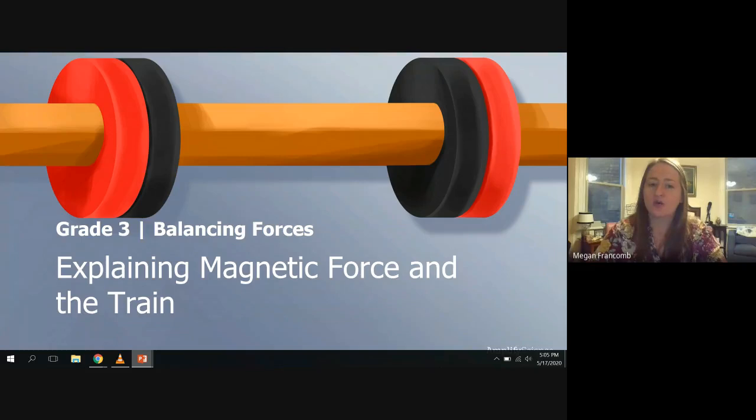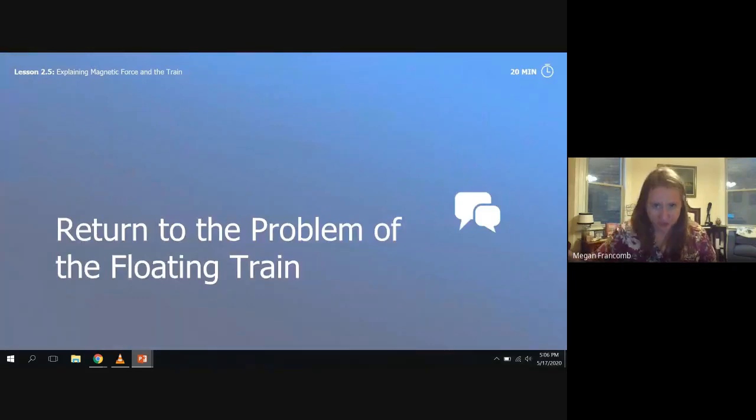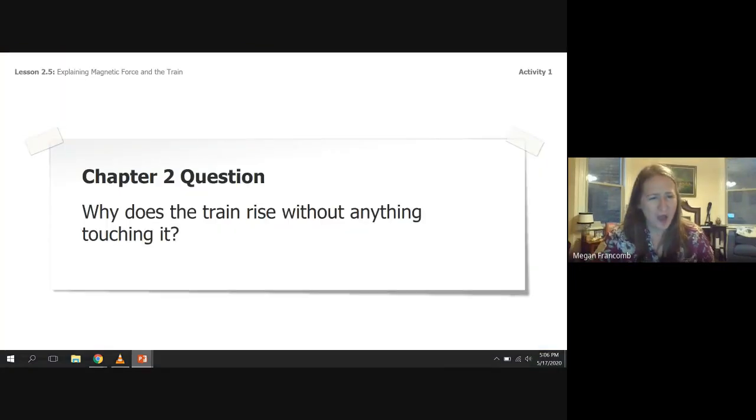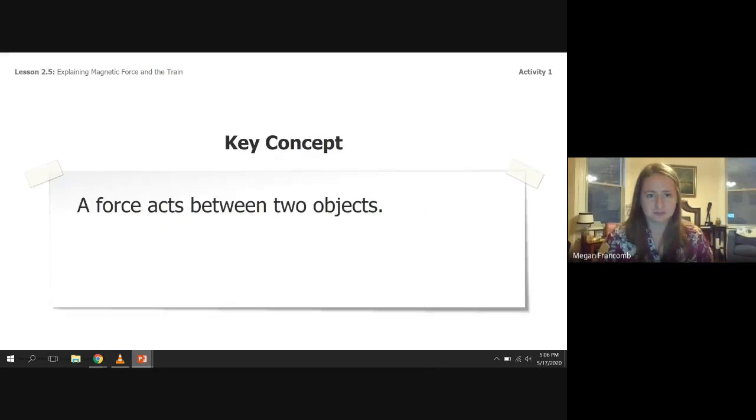And today you are going to explain the magnetic force and the train. So let's return back to the problem of the floating train. Why does the train rise without anything touching it? It's going to be your job to explain that today.